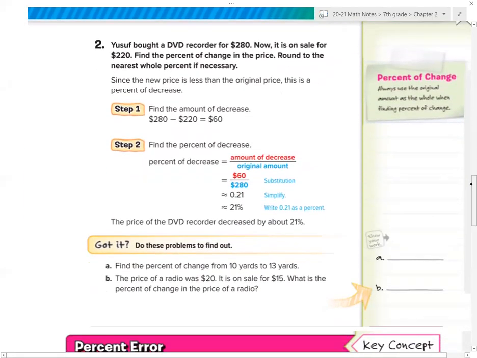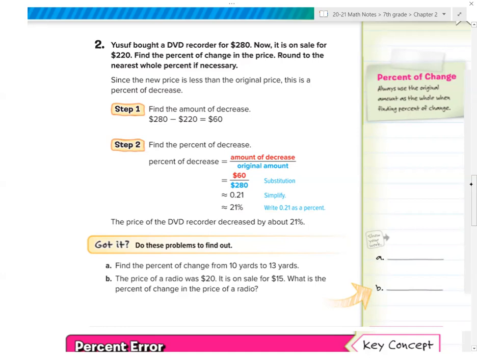Yeah, exactly. Yusuf bought a DVD recorder. How many of you know what a DVD recorder is? Okay. So that's about halfway between first period and second period. For $280. Now it's on sale for $220. DVD recorders were not that expensive after like the first year. Yeah, and then they just went down, and eventually you could get them for like $20 from Walmart.